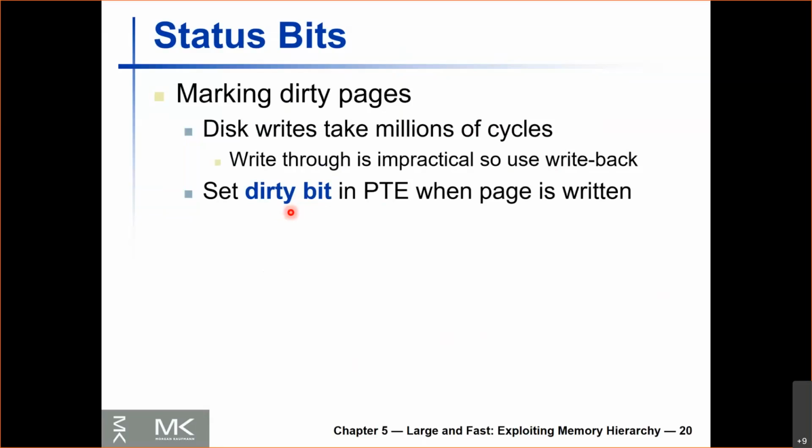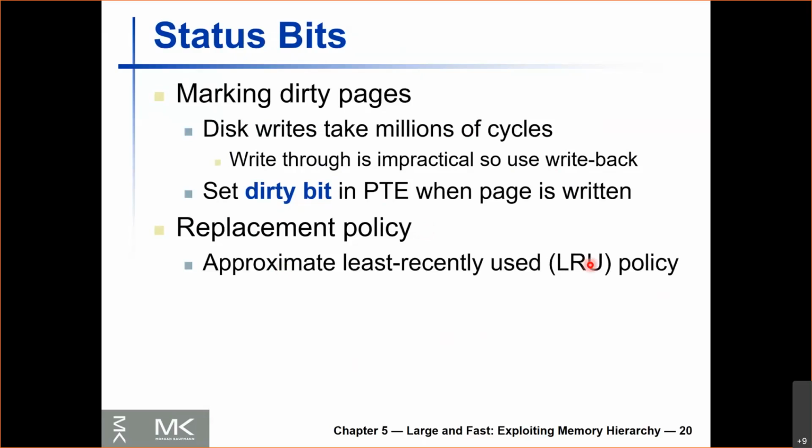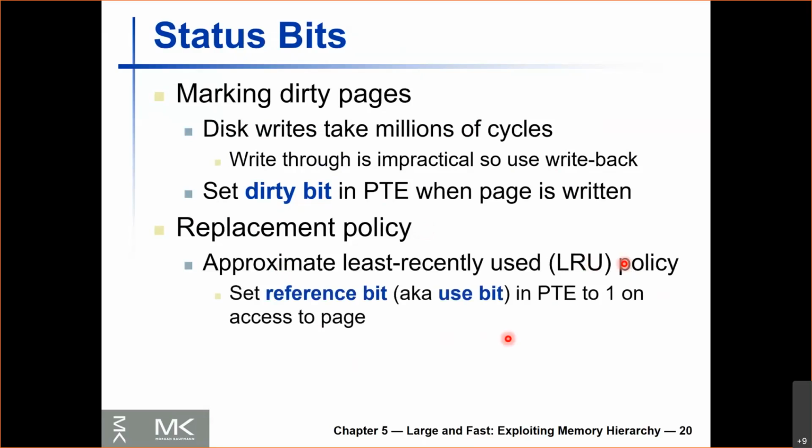All right, what else do we need? Well, we said that we need to have some kind of replacement policy, and our replacement policy is going to need to keep track of some information regarding every page, and that information will be kept track of also in the page table entry. So the page table entry is going to contain information that's going to help the replacement policy make the right decision. Now, one possible replacement policy that is a common one is to approximate the least recently used policy using something called a reference bit.